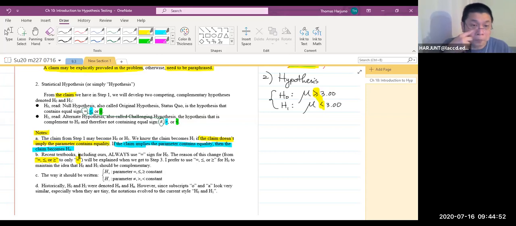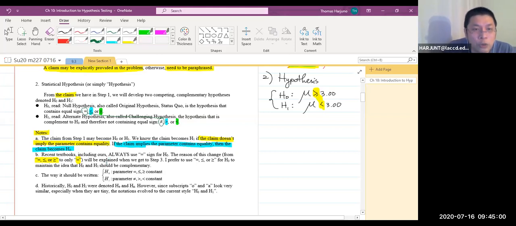Now, the way the hypothesis should be written, you need to have these braces here. You need to have that brace, then null hypothesis, colon, alternate hypothesis, colon. That's how it is being written.